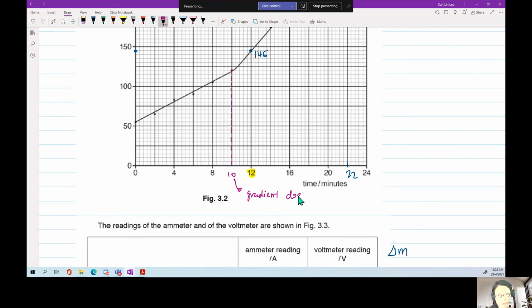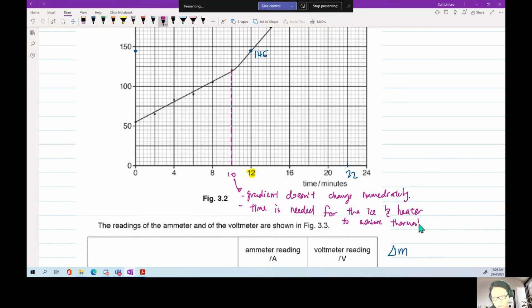Gradient doesn't change immediately because time is needed for the ice and the new hotter heater to achieve thermal contact. The vibration change takes a while. It's the lagging of temperature.